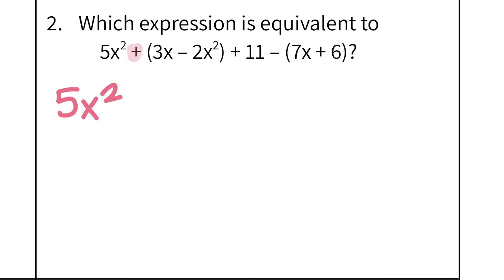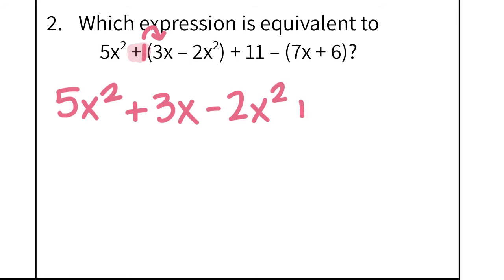Then next thing we need to do is get this positive. And remember, there's an invisible 1 there. And we're going to multiply it in. So 1 times 3x is still 3x. 1 times -2x squared is -2x squared. Then our plus 11, nothing is happening to that. And then last, that negative sign, if there's no number, remember it's -1, we're going to multiply it in. So this will become -7x. And then -1 times 6 is -6. Okay, now there's no more parentheses.